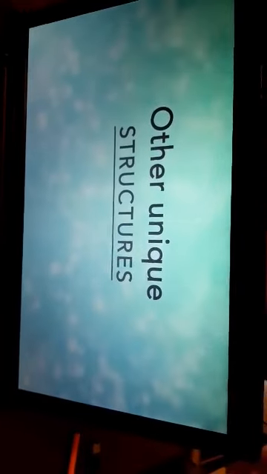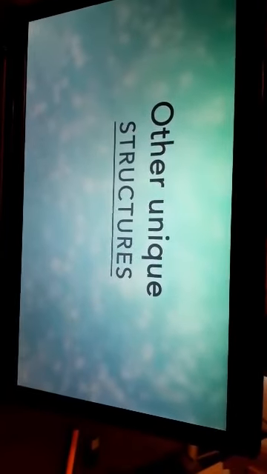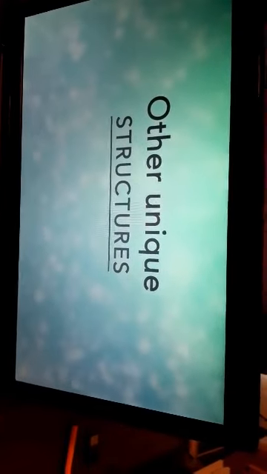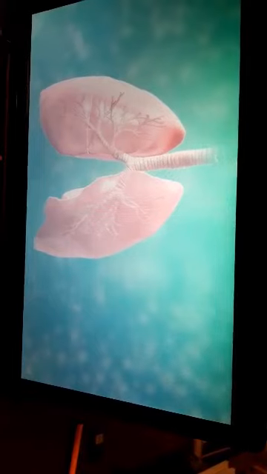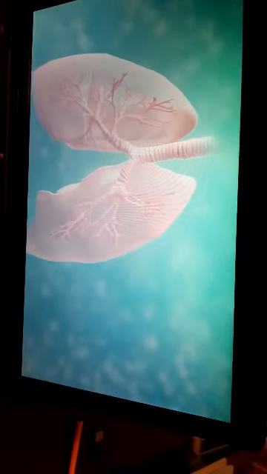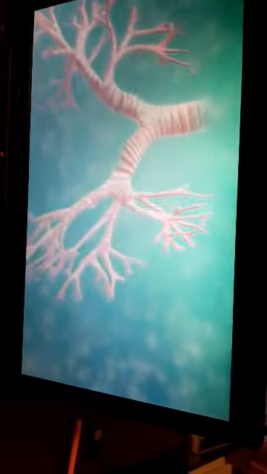There are many other unique structures that only some cells have. Here are just a few. In humans, for example, the respiratory tract is lined with cells that have cilia. These are microscopic hair-like projections that can move in waves. This feature helps trap inhaled particles in the air and expels them when you cough.